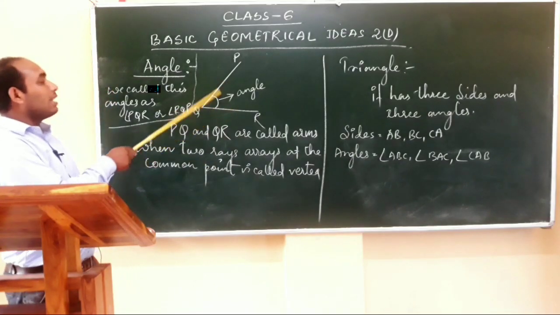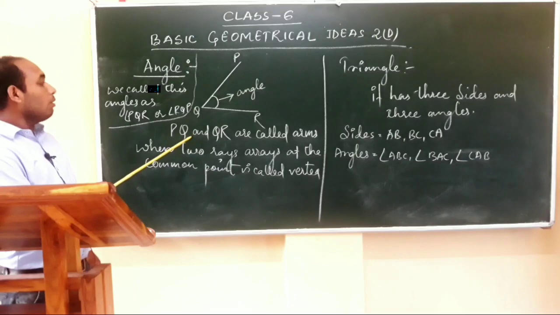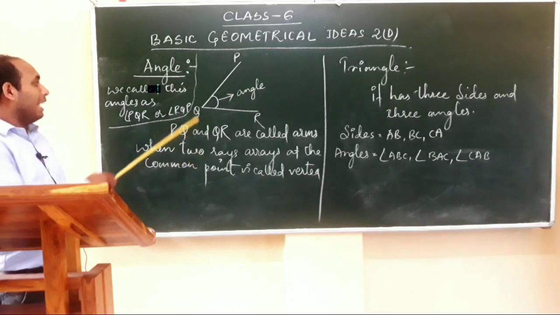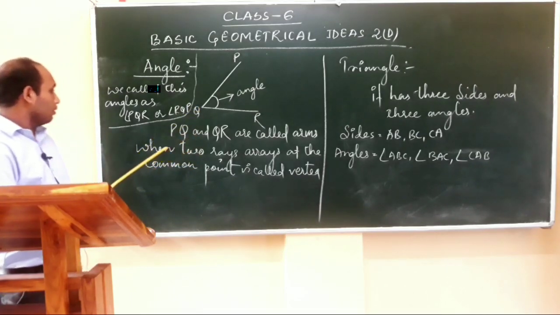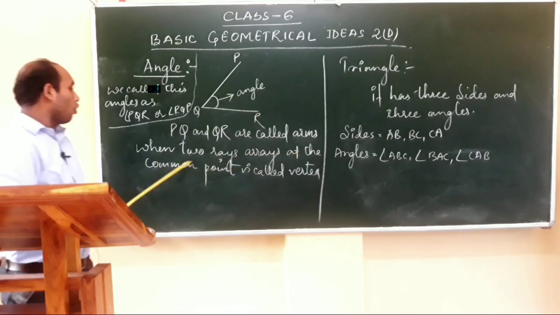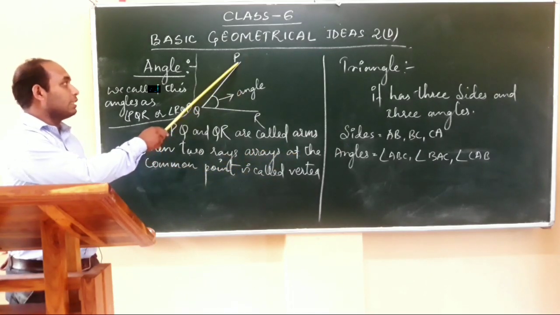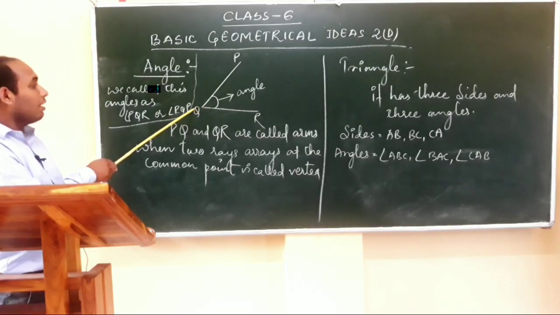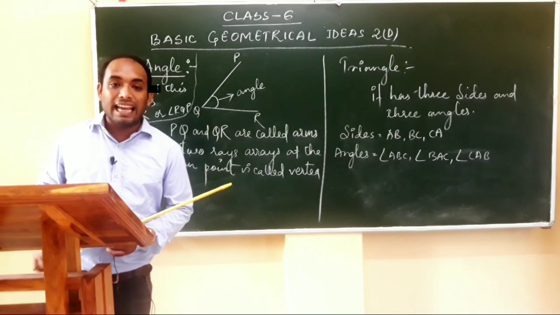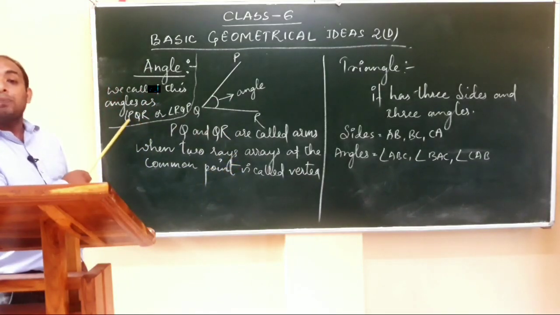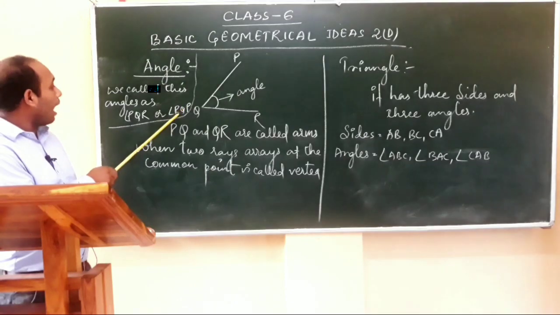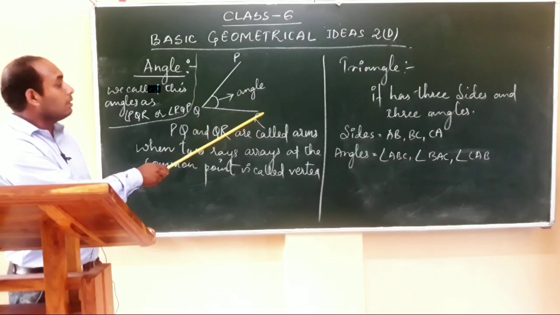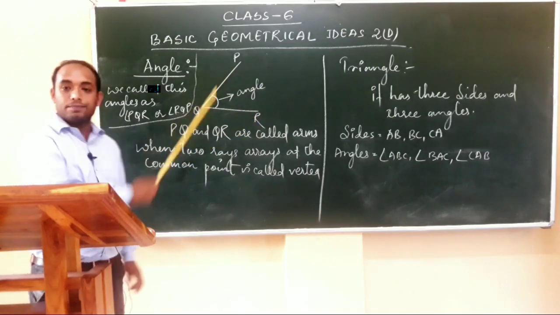These two lines are called the arms. PQ and QR are called arms. And this part is called vertex. When two rays are arranged at a common point, that point is called vertex. The point is Q. So it is called vertex. We call this angle as angle PQR or angle RQP.